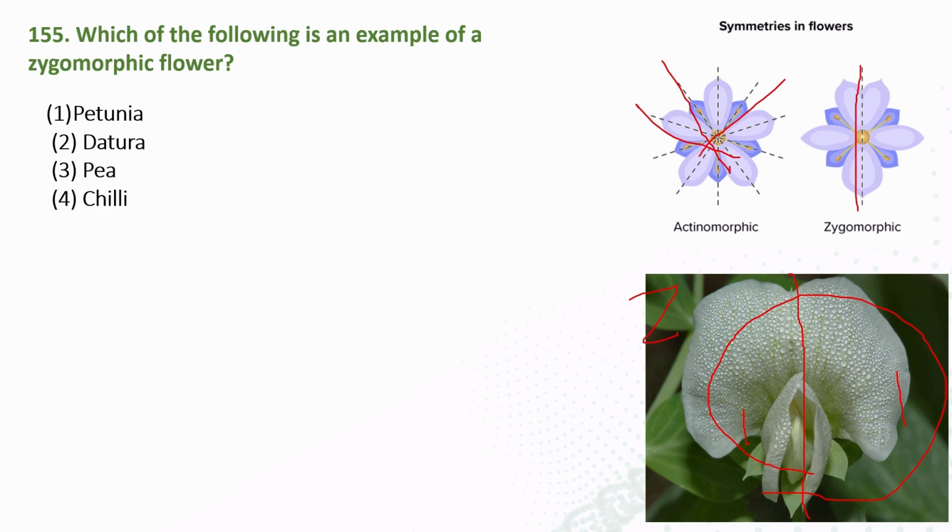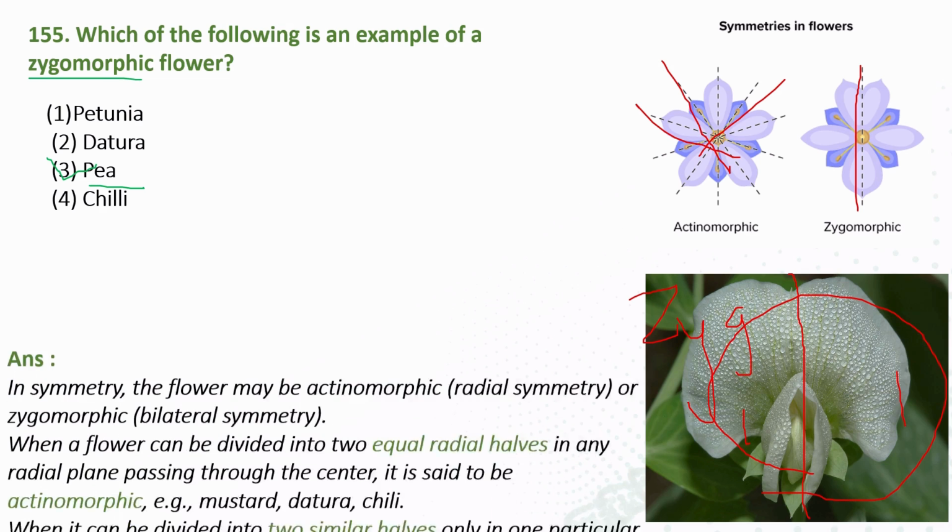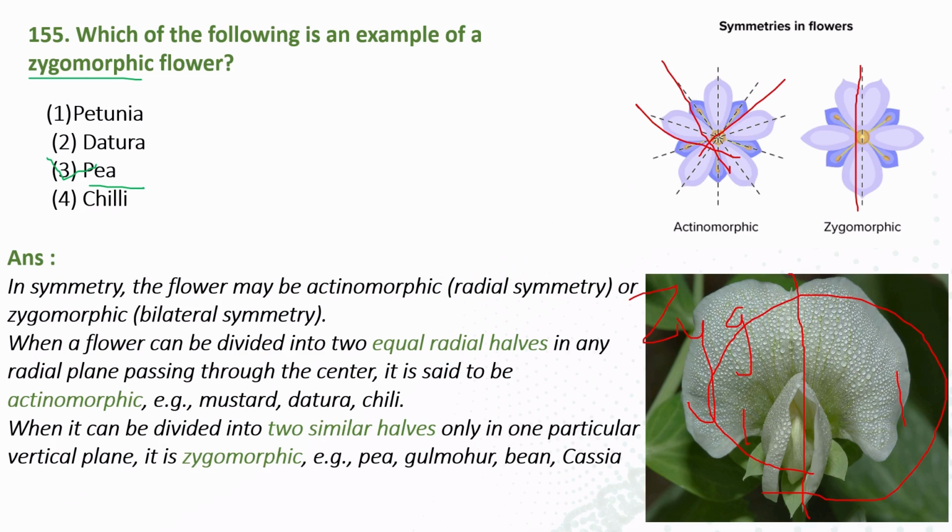This is normally a zygomorphic flower in which you can see that the ovary is placed outside. According to the picture, you can say which flower this is. Obviously the green plant flower, the pea flower, shows zygomorphy in its nature. This is the explanation. Other examples of zygomorphic flowers are gulmohar, beans, cassia, etc.